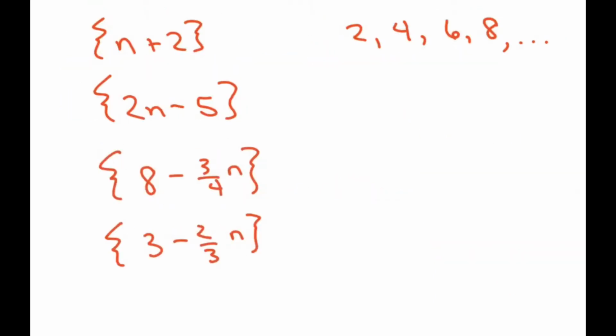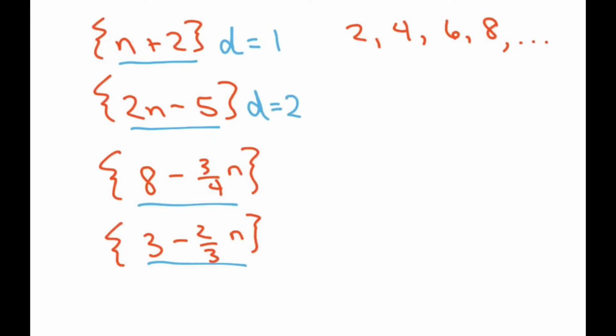So let's go. All of these are linear, and when you see something like this, you can easily see the common difference, because they all look linear, and our common difference is just the slope. So if this was x plus 2, our slope would be 1. If this was 2x minus 5, our slope would be 2. So that's your common difference. In this case, they have it written a little different, but our common difference would be negative 3/4. And this one, our common difference would be negative 2/3.